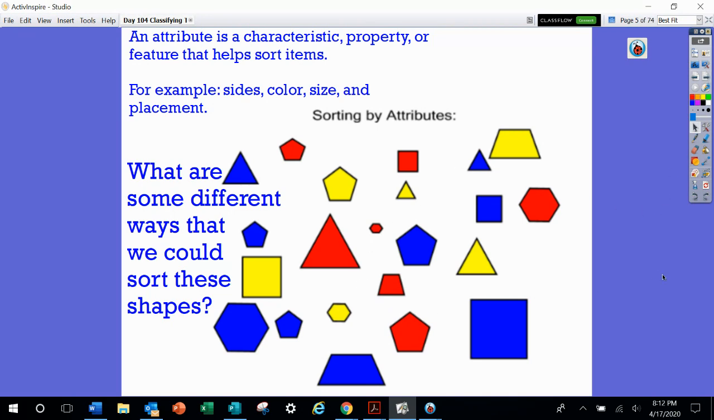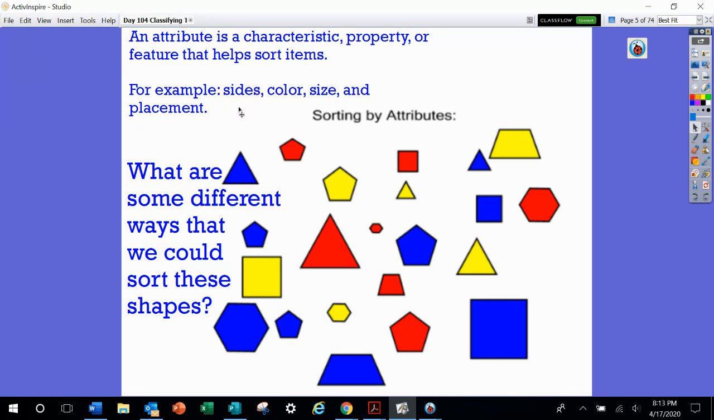So here we have a bunch of different shapes. What are some different ways that you could sort these shapes? Think of different ones. Don't just pick one and say, oh, I found one way I could sort it. No, let's actually think about it. Well, the obvious one that I see is that you could sort it based on color. You could have the blue, the yellow, and the red. You could take those attributes and sort them based on those, making 3 different groups.